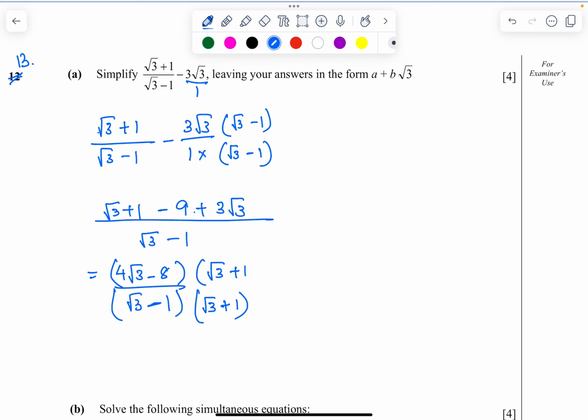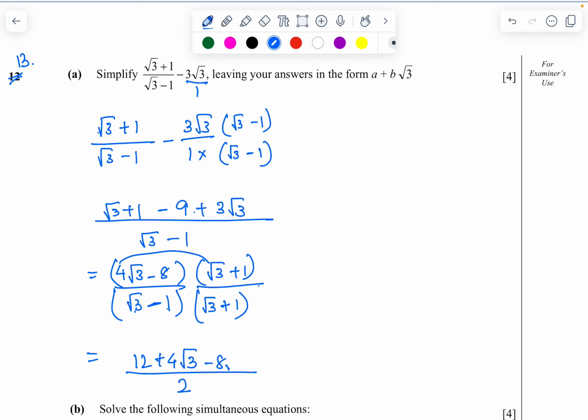So plus 1. So this gives me the denominator: square root of 3 times square root of 3 is 3, 1 times 1 is 1. So 3 minus 1 is 2. Now I will expand this. 4 times 3 is 12 plus 4 square root of 3 minus 8 square root of 3 minus 8.